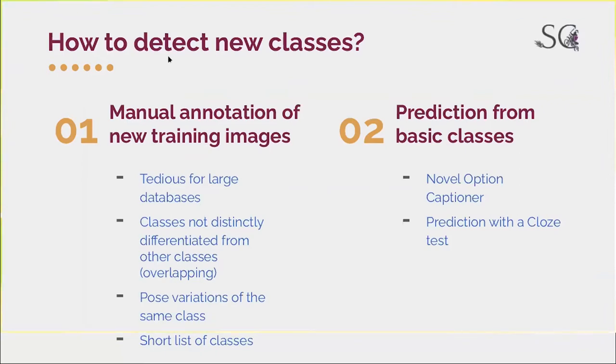So the thing is, refining the class person means in a way detecting new classes. There are two methods, more or less, to detect new classes. One of them is collecting images for training the system, and these images depict or represent the new class we want the system to learn. And this should be done manually, and that implies that annotating the new training images for the new class is tedious when we have large databases.